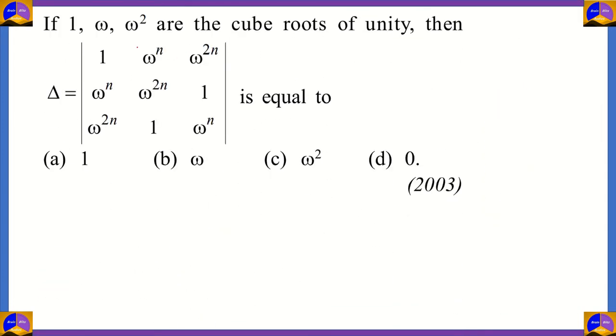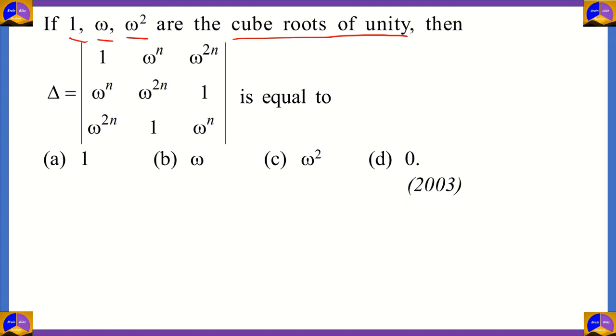Let's look at this question. If 1, omega, and omega square are the cube roots of unity, then you need to find out the value of the determinant 1, omega raised to n, omega raised to 2n; omega raised to n, omega raised to 2n, 1; omega raised to 2n, 1, and omega raised to n.